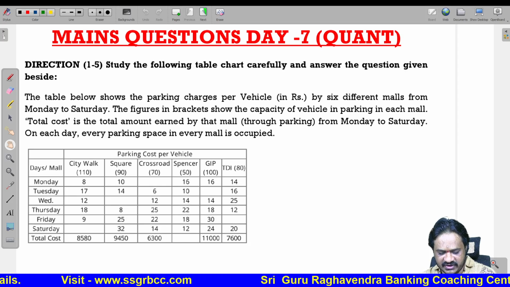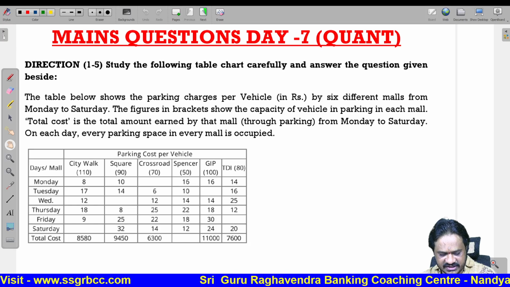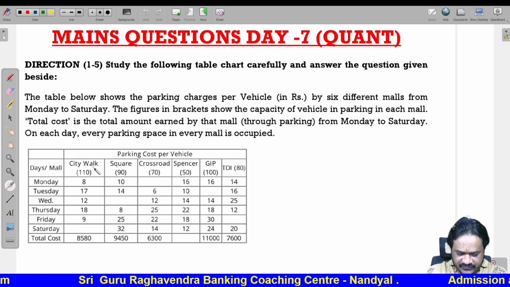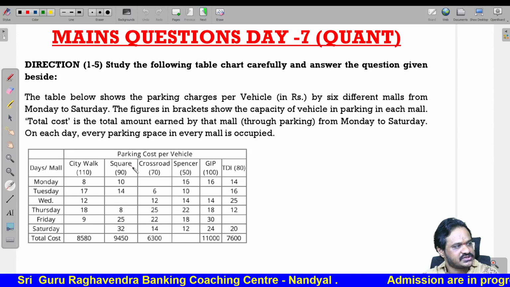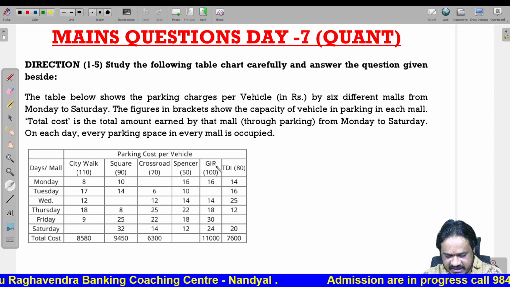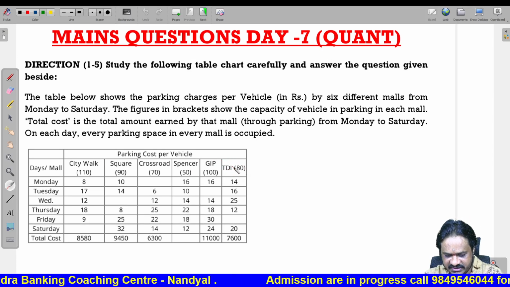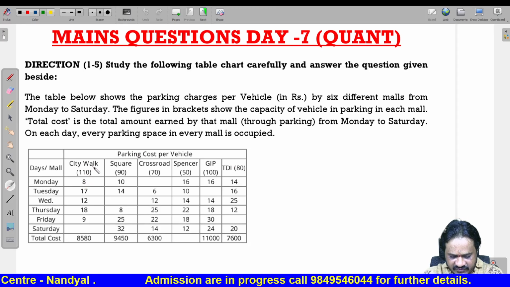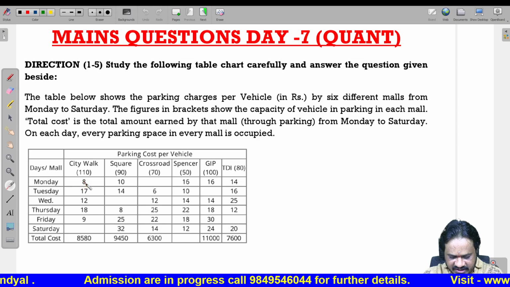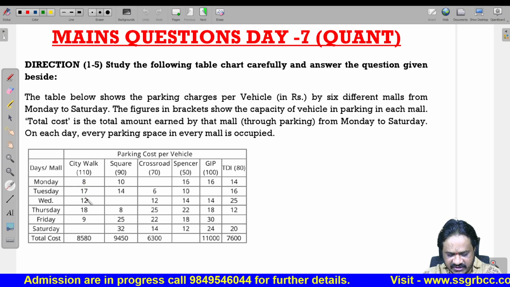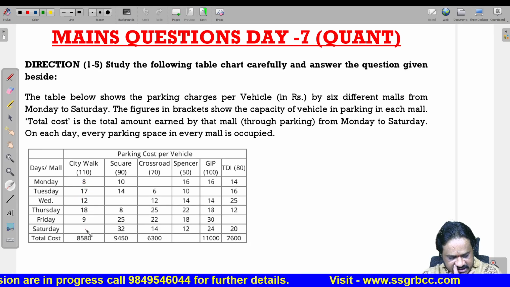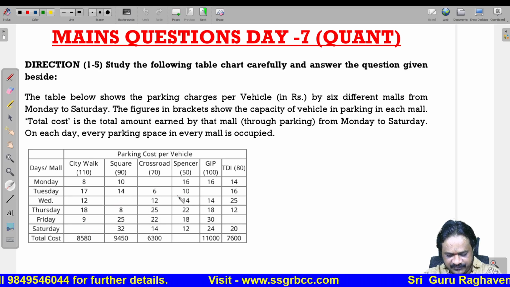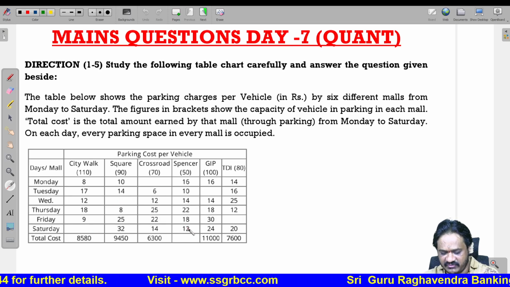Now we are having the days from Monday to Saturday, and the table here, different malls: City Walk, Square, Crossroad, Spencer, GIP and TDI. These are the malls. This is the parking cost per vehicle. On Monday, if you park in City Walk, it is 8 rupees. Tuesday 17 rupees. Wednesday 12 rupees. Saturday it is not given. See, there are some blank values. We have to find out those blank values.